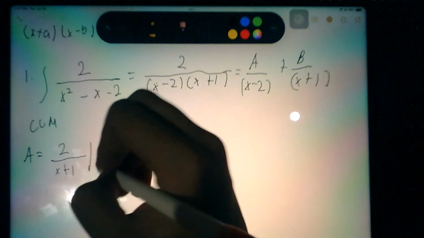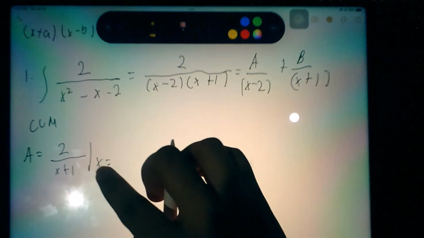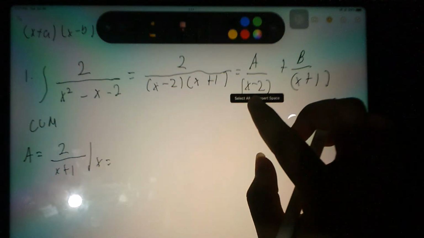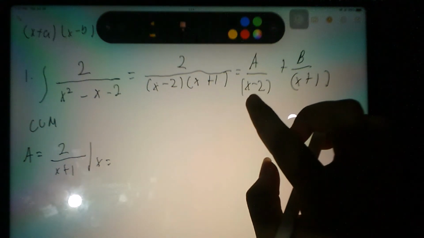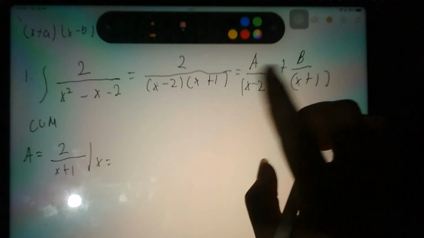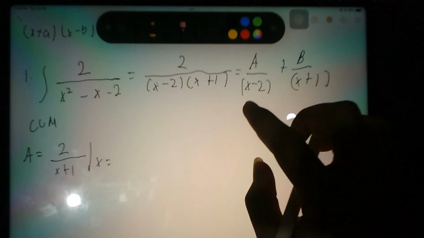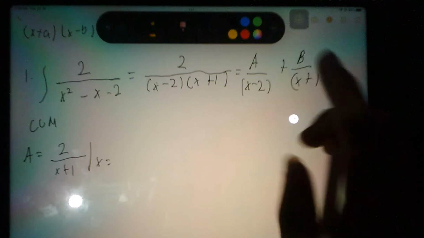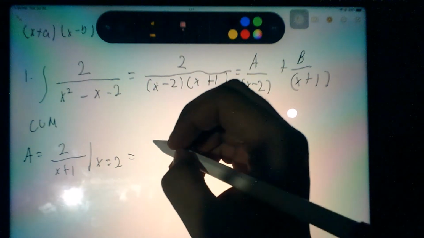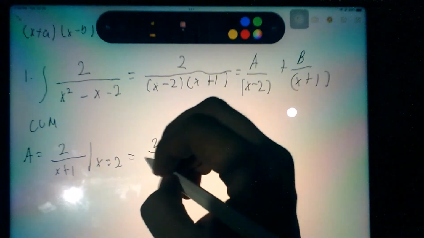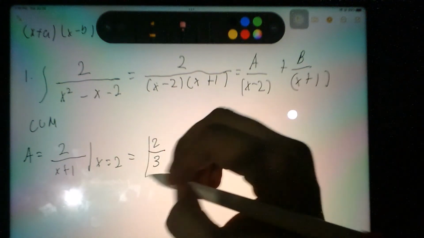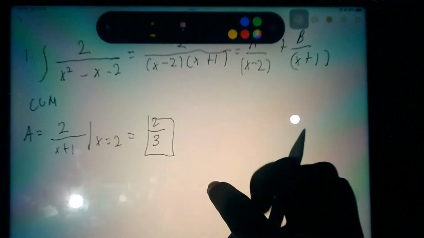Now we need to find the value of x, which is the value that, when subtracted from this number, will make it 0. So 2 minus 2 equals 0, so let's put 2 here, and then the value of a is just 2 over 2 plus 1, which is 3. Now this is our value for a. Now let's move on to b.